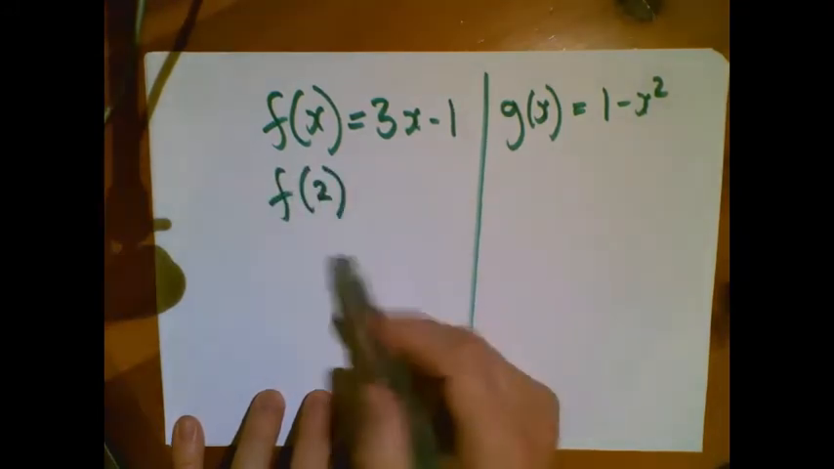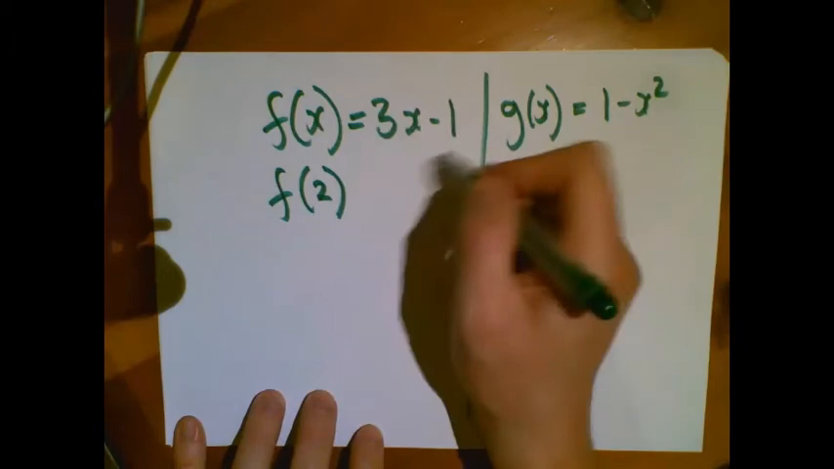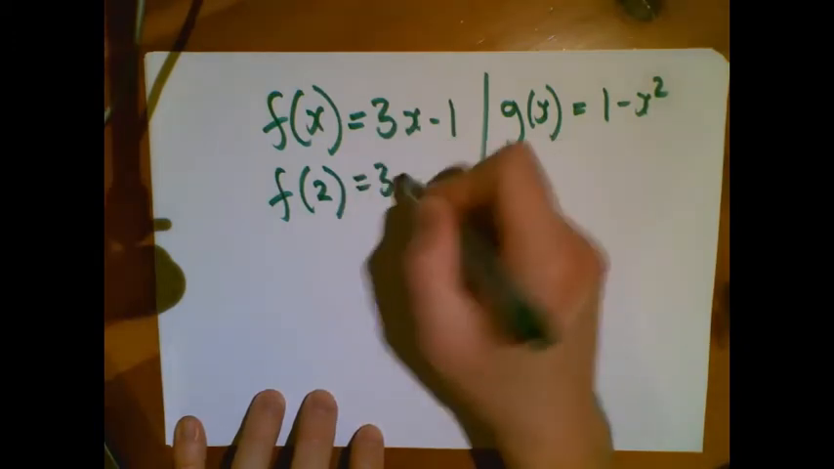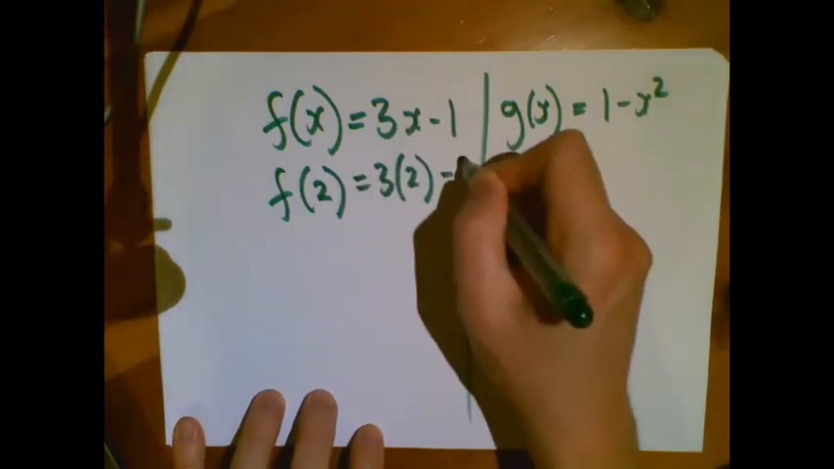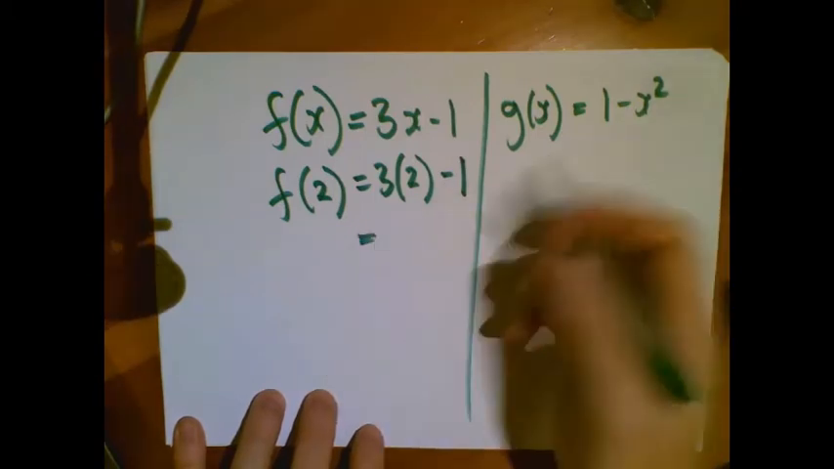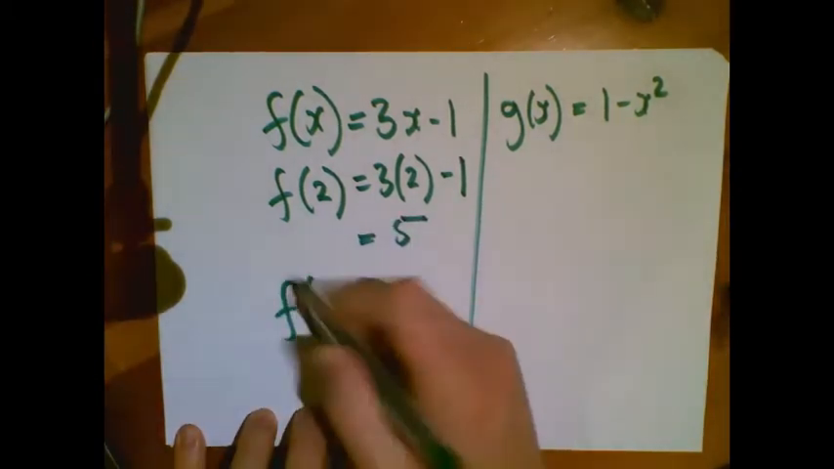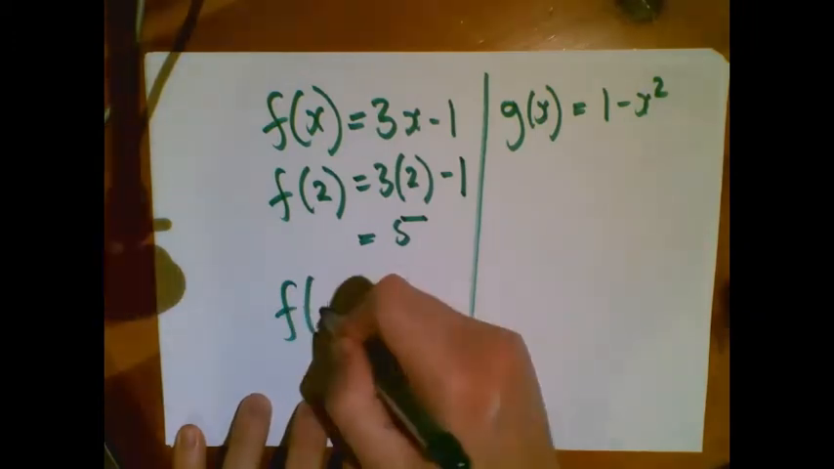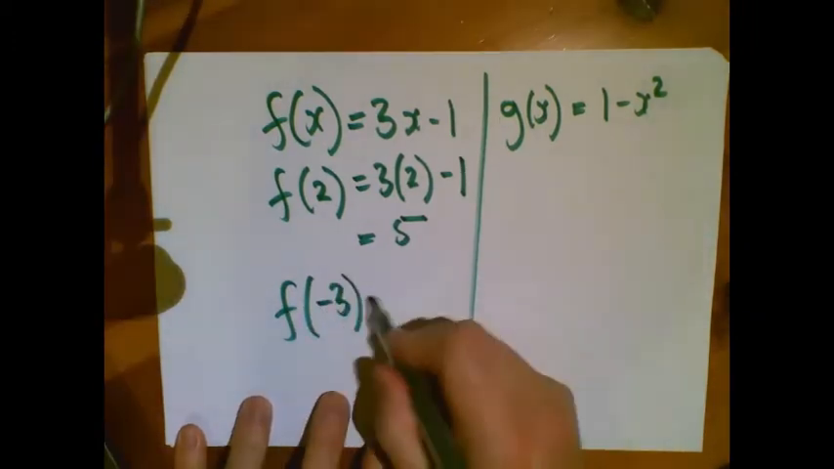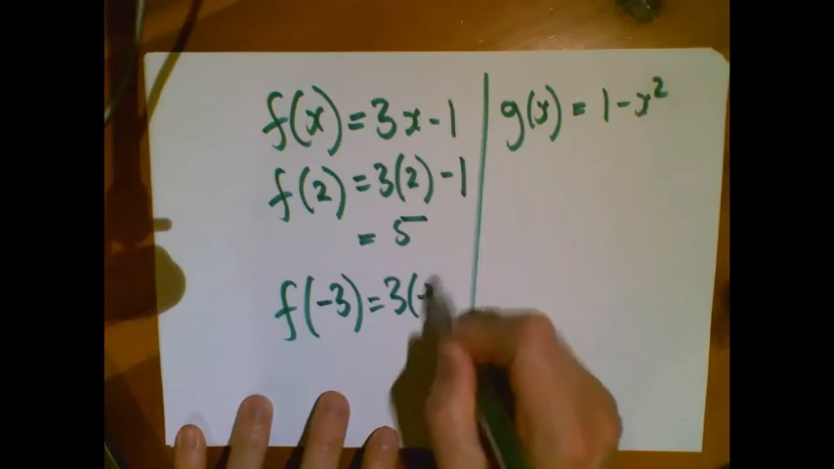So we say that as f of 2, and that means 2 is going into this function. So you have 3 times 2 minus 1, which will give you 6 take away 1, which is 5. If you put a negative number in, it still works in the same sort of style. So you'd have f of minus 3. It'd be 3 times minus 3, take away 1.